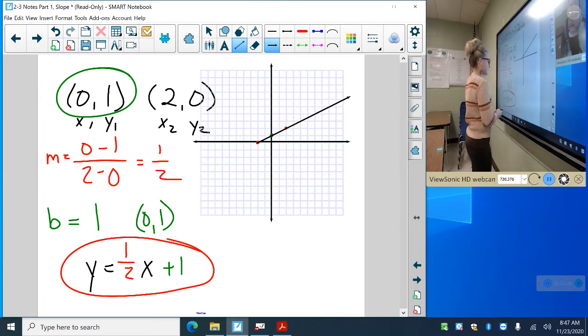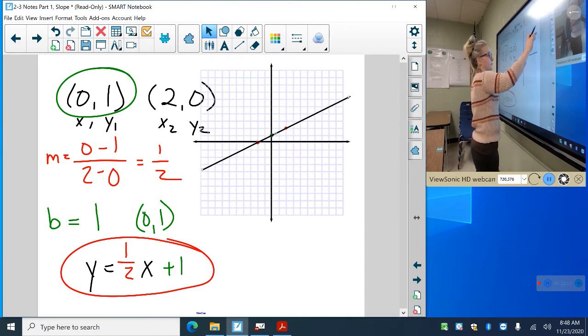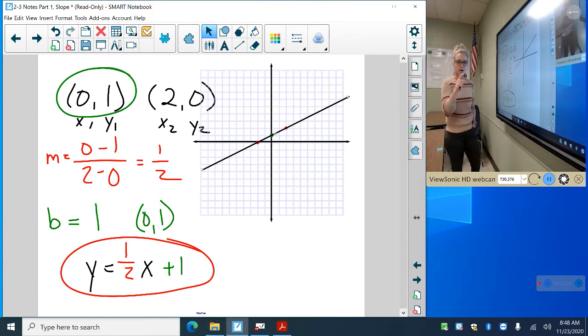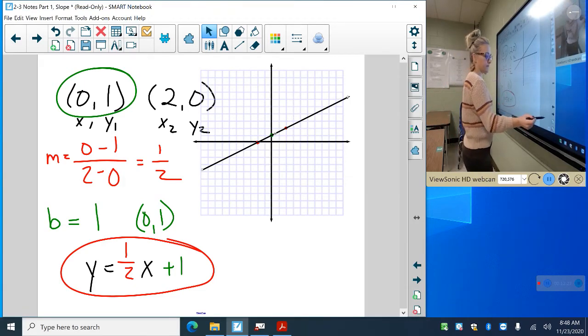I have a straight line tool, which is nice, but you can draw it with a ruler. Please use a ruler when you draw these, or a straight edge. I always tell students the best thing is like a credit card or like an ID. They're not so large and they make super nice straight lines.